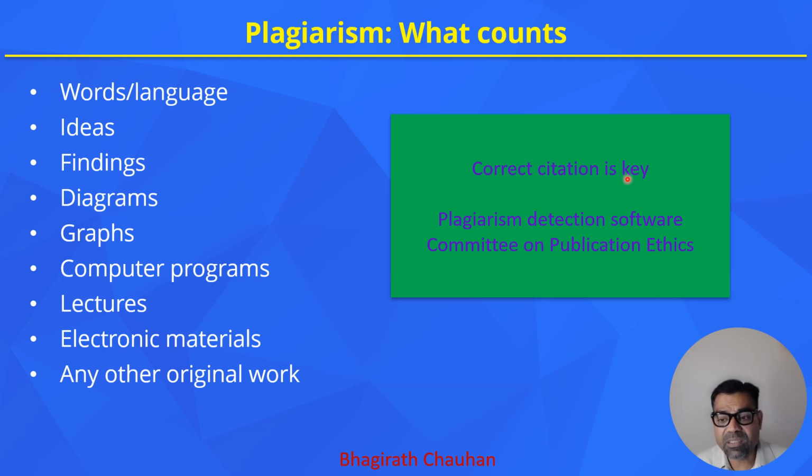Therefore, correct citation is the key, and as I discussed in the previous video, correct citation means the original citation. Don't just cite from a review paper. And nowadays, journals already have plagiarism detection software, and some universities' libraries also have that detection software, so always use that. Also journals are related to COPE, the Committee on Publication Ethics. They can come after 5 years of publication and still find plagiarism issues. So they actually keep an eye on your paper, so you really need to be aware of these things.